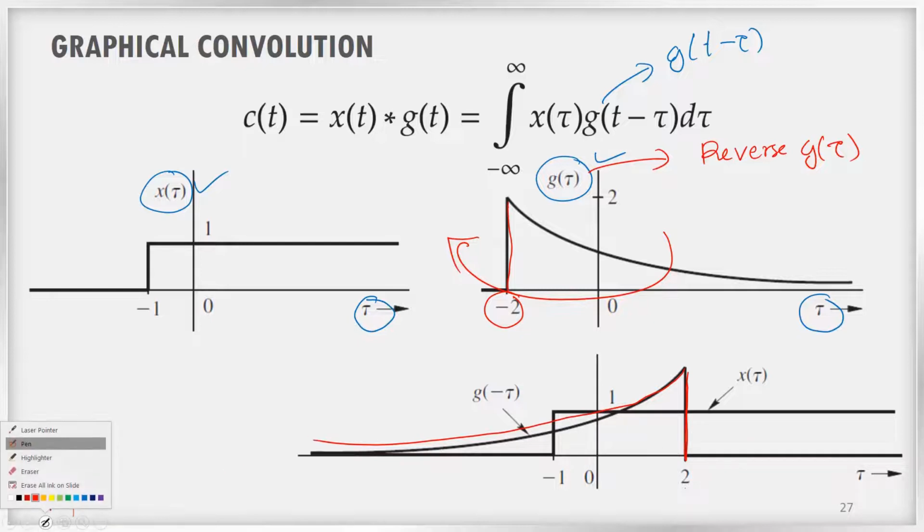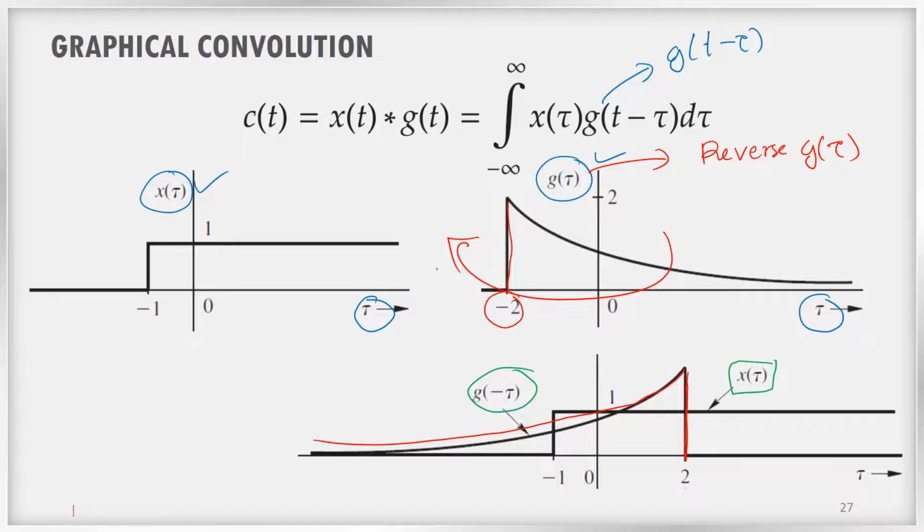After the flip, the name of the signal is g of minus tau. It was g of tau, this is g of minus tau. Our x of tau is still there. Now I have to find out g of t minus tau. For that I am going to shift the signal to the right side, right?